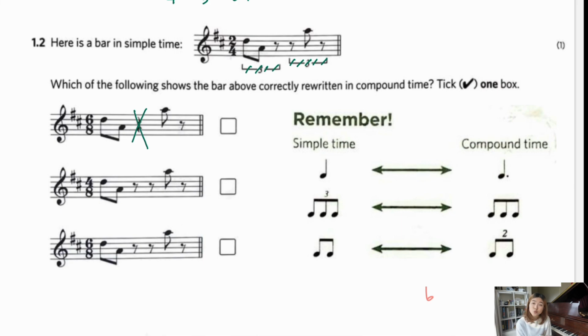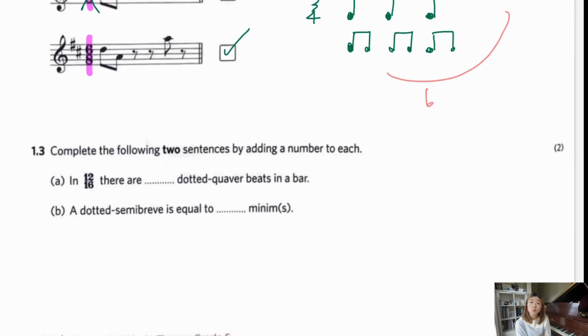I don't think they should group the rest together. Now the only difference between the second and the third option is 4/8 or 6/8. 2/4 is 2 quarter notes, and 4/8 would be halving each note's value, so the rhythm changes. So I don't think 4/8 would be the answer. So 6/8, the last one, without changing or grouping the rest, would be the answer.